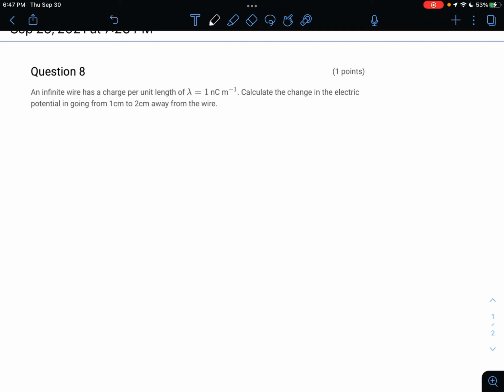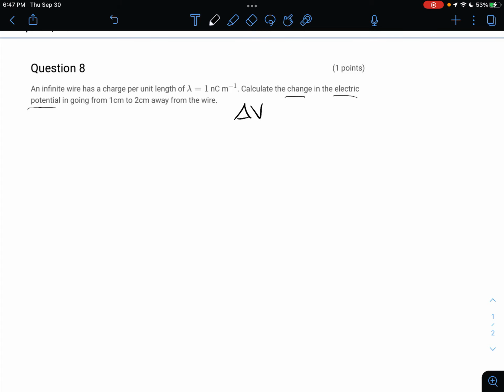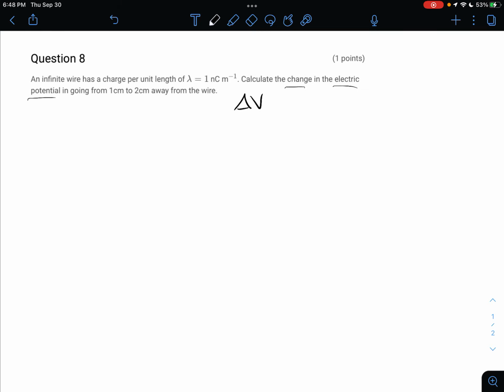Alrighty, y'all. Today we're taking a look at question 8 for homework 2. For this one, we're trying to find the change in the electric potential, or our delta V, for this whole mass. So we're starting with an infinite wire right here with a given lambda, our given linear charge density. And we're trying to find the change in the electric potential.